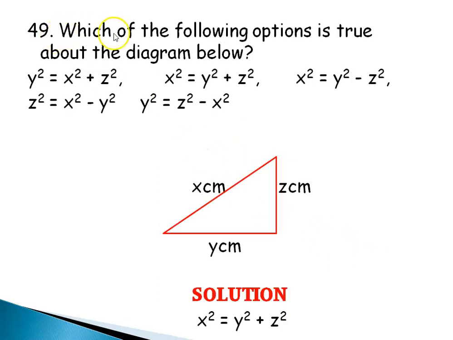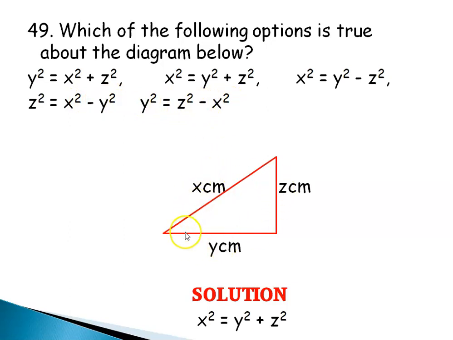Question 49. Which of the following options is true about the diagram below? Y squared is equal to x squared plus z squared. S squared is equal to y squared plus z squared. S squared is equal to y squared minus z squared. Z squared is equal to s squared minus y squared. Y squared is equal to z squared minus x squared.